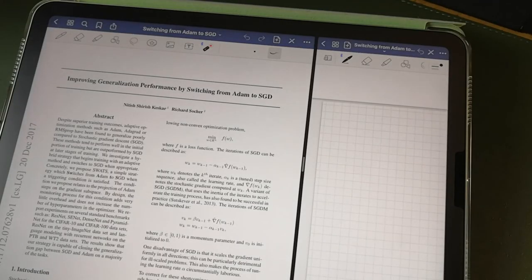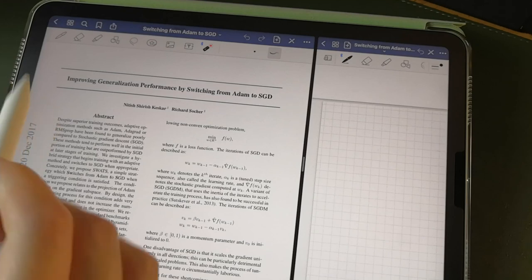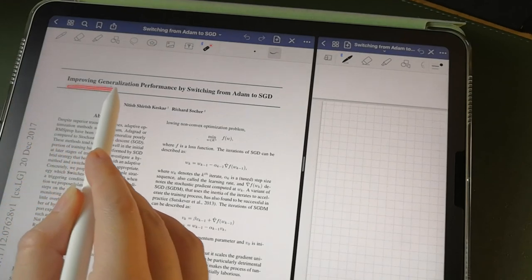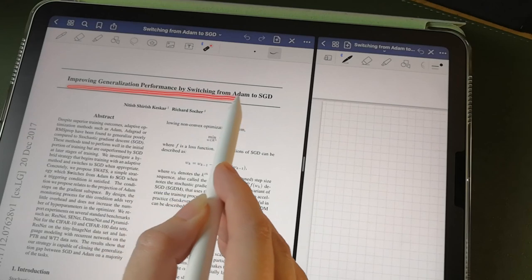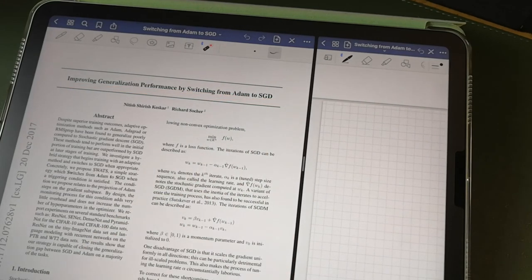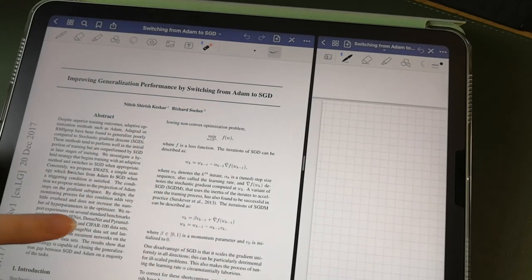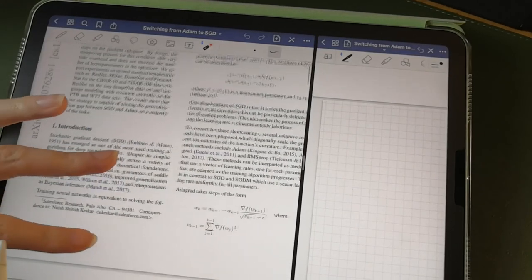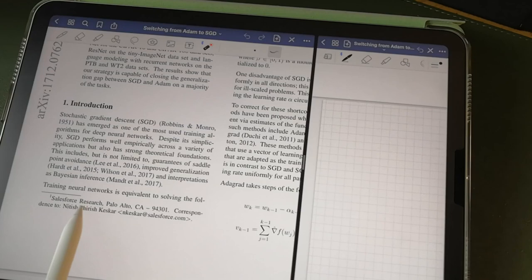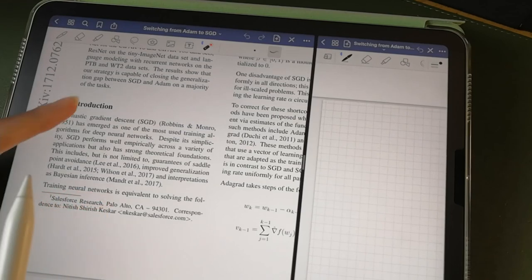Hello and welcome. Today, I'm going to be reading a scientific paper and also taking notes about it. And the paper I've chosen for this is Improving Generalization Performance by Switching from Adam to SGD. And these are the two authors. And I think down here, yeah, it says they're from Salesforce Research.